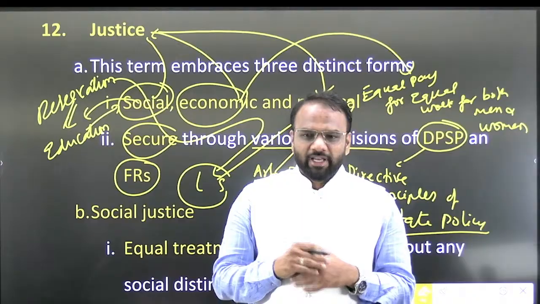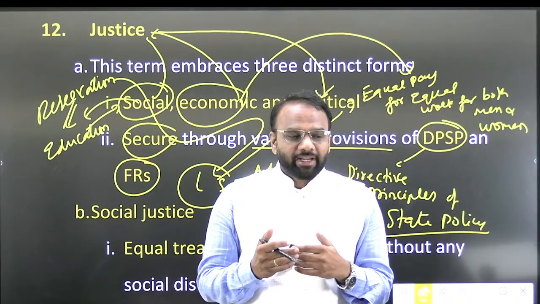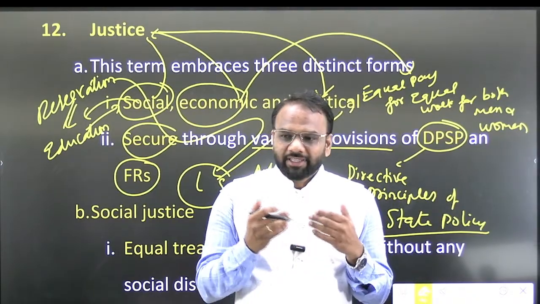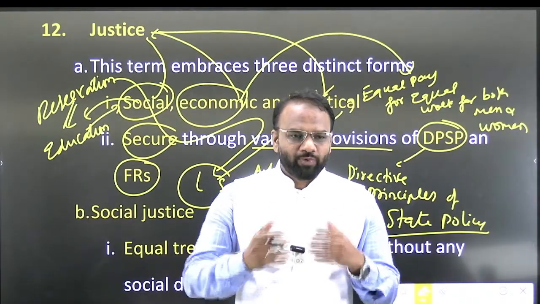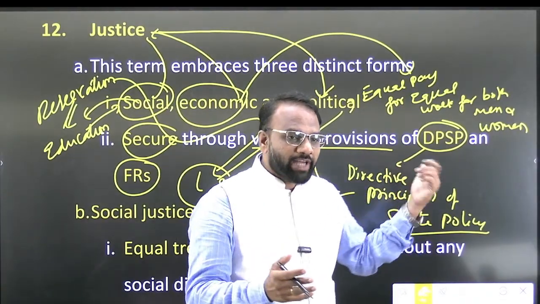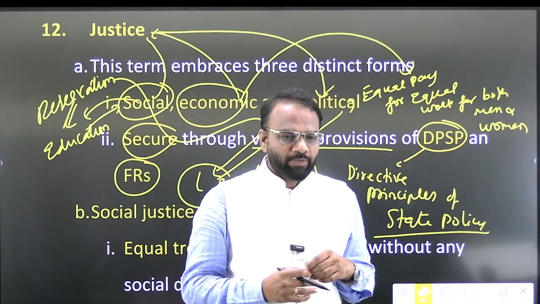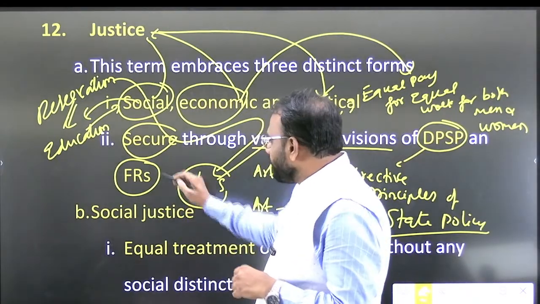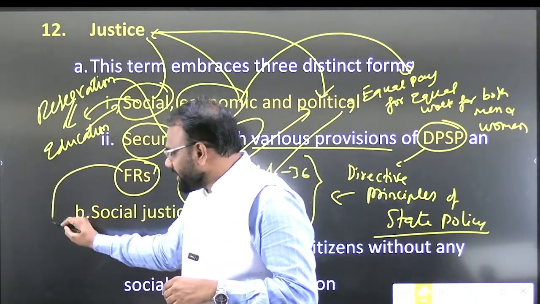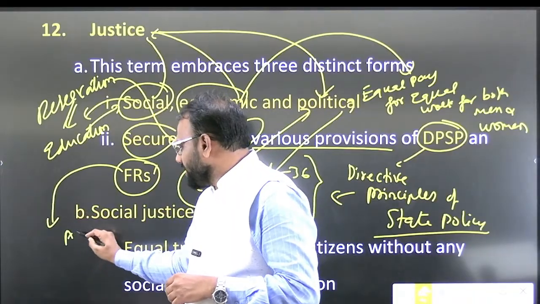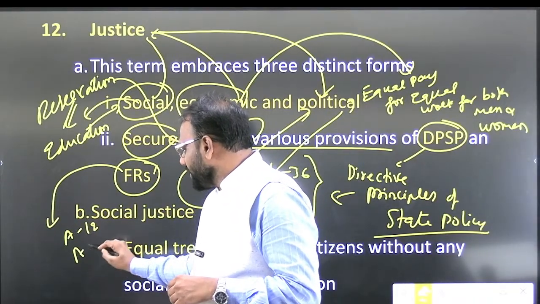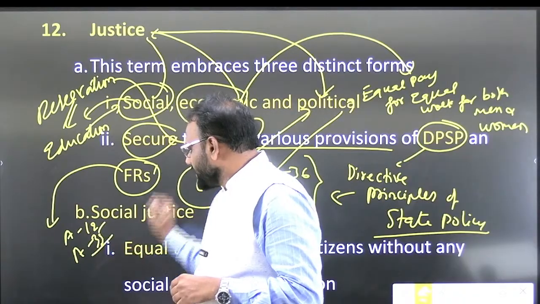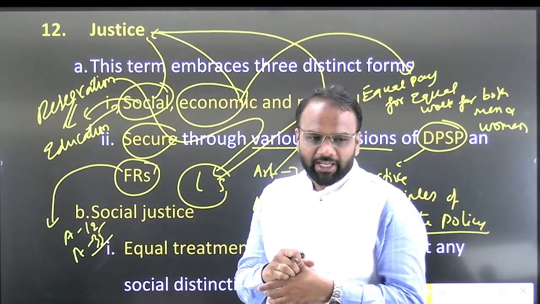So our Constitution tries to secure justice through various ways. One way is through directive principles of state policy. Another way is through fundamental rights. We'll be discussing fundamental rights in detail: Article 12 to Article 35.